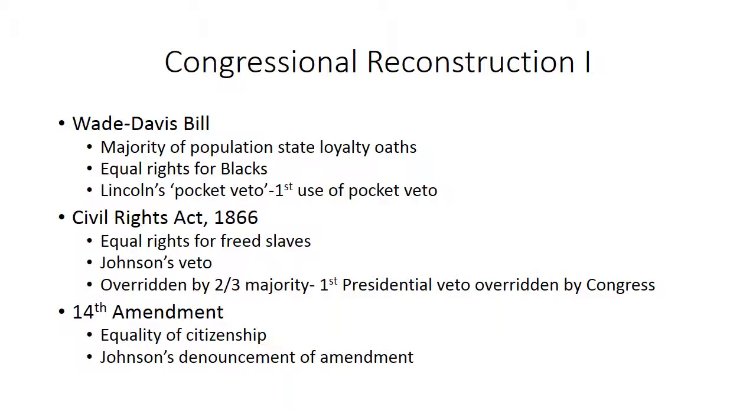Under the Constitution, bills that are passed by the U.S. Congress go to the president. The president can do one of two things with them. He can either sign them into law or veto them. He has 90 days to do this. He or she has 90 days to do this. If they fail to take any action whatsoever, it, by default, becomes a veto. That's a pocket veto. A pocket veto is if the president fails to act on it in 90 days. And the Wade Davis bill was the first pocket veto, and Congress did not override that veto.